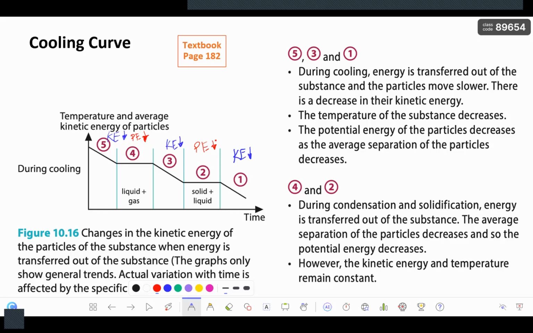So at 2 and 4, I am actually losing potential energy. The potential energy decreases, but the kinetic energy remains constant. It's not moving slower, it's just moving closer together to form the forces of attraction. Okay, so this is a cooling curve.